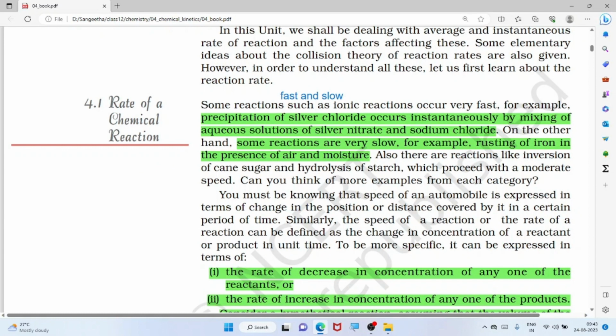See, there are examples of slow and fast reactions. Precipitation of silver chloride occurs instantly by mixing aqueous silver nitrate with sodium chloride. This is an instant, fast reaction. But a slow reaction is the rusting of iron in the presence of air and moisture. Okay, this is a slow reaction.